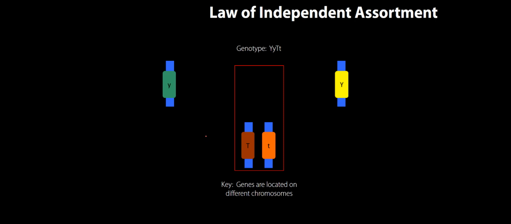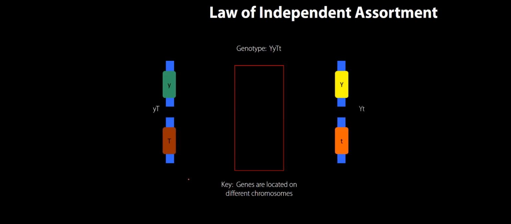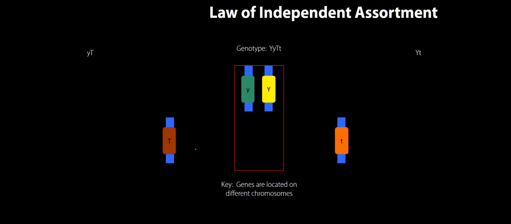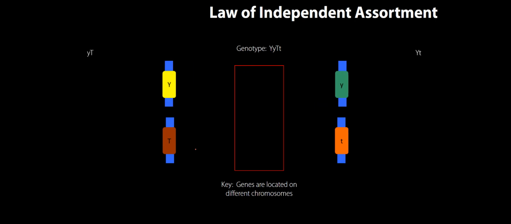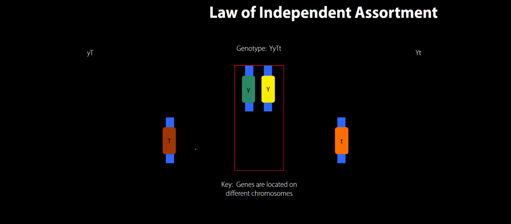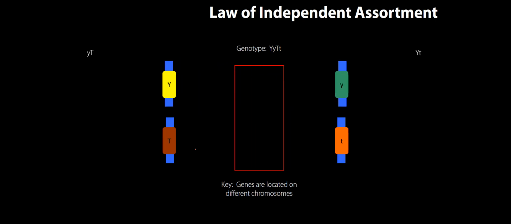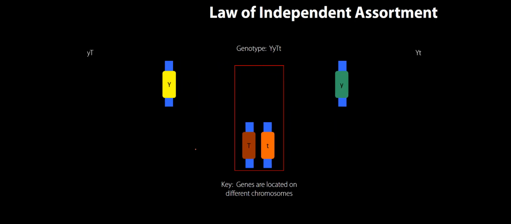From this animation here, you can see that the lowercase y and the capital Y segregate to 2 different gametes, and then the capital T and the lowercase t segregate to two different gametes, right? And so on the left side, that gamete would have the genotype lowercase y capital T, and the one on the right would have capital Y lowercase t, right? But what if instead the capital Y went to the left and the lowercase y went to the right? That's the key: the homologs can segregate independently of each other, right?